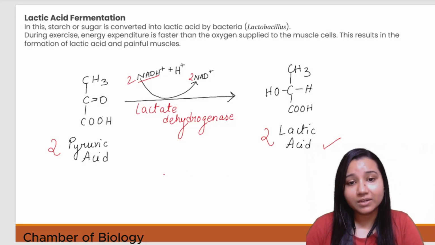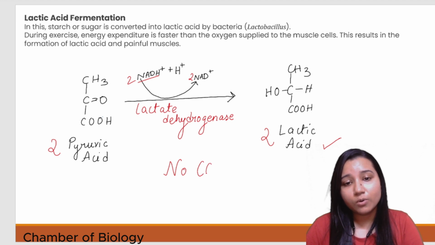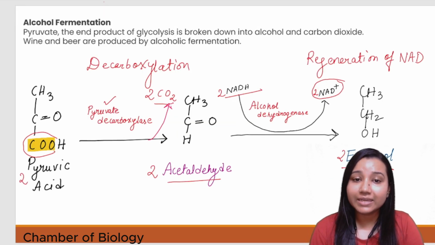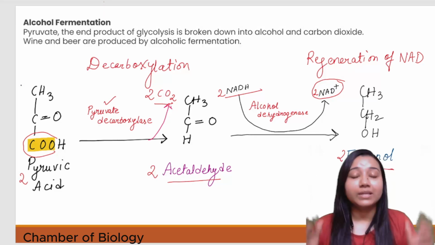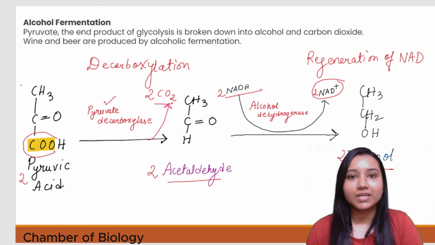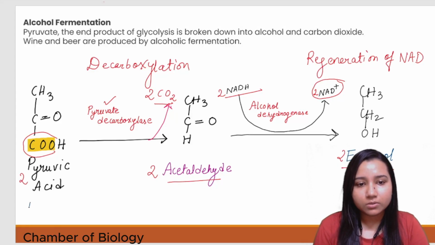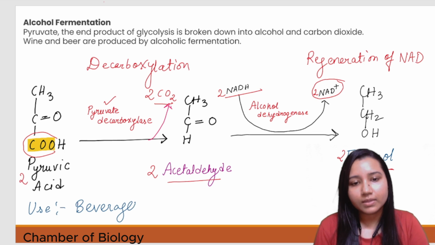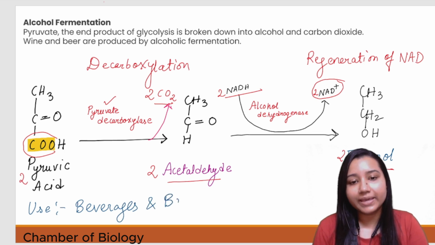Here again we will see 2 NADH are going to be utilized and 2 NAD are going to be released. So 2 pyruvic acid is going to form 2 lactic acid as well. But students, here no CO2 is released. In the case of the alcohol fermentation, there was carbon dioxide release. And let me tell you that this alcohol fermentation is going to help us in various ways in the beverage industry and also in the baking industry as well.